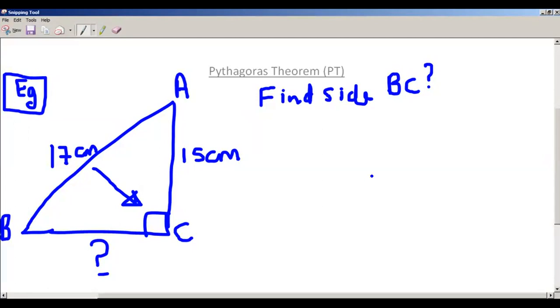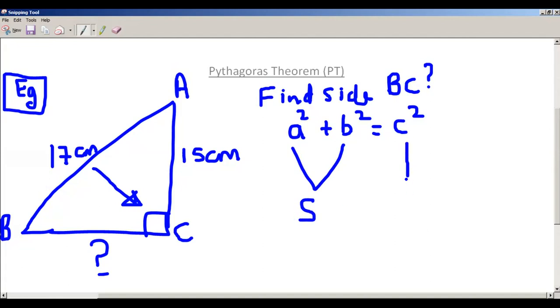Let us start off with our original formula. Our original formula states that a squared plus b squared is equal to c squared. That's the original formula, true? In other words, forget about these letters A, B, C. The A and the B would have represented the two short sides, and the C would have represented the long side, which is called the hypotenuse.